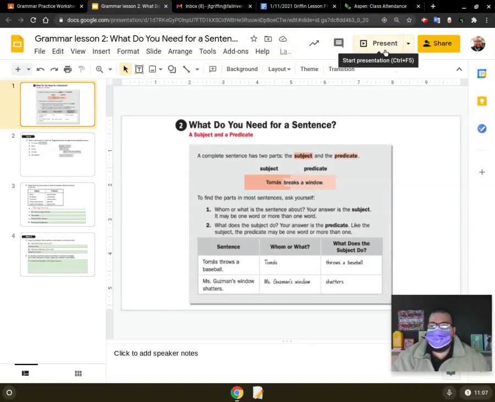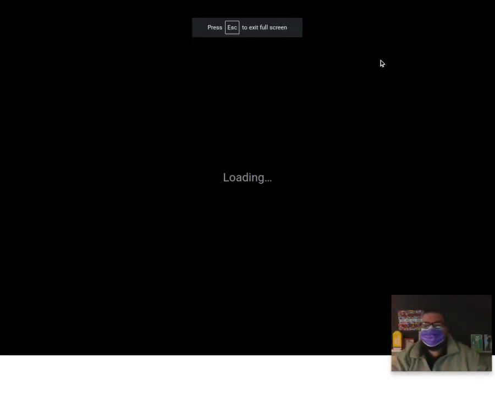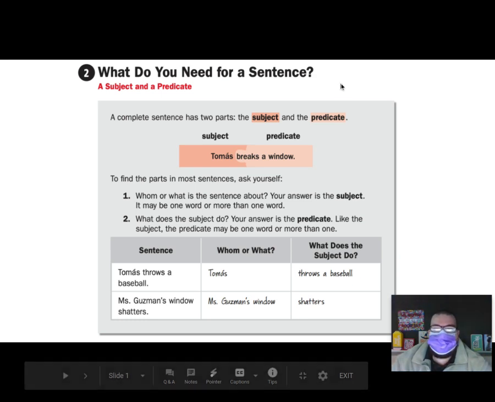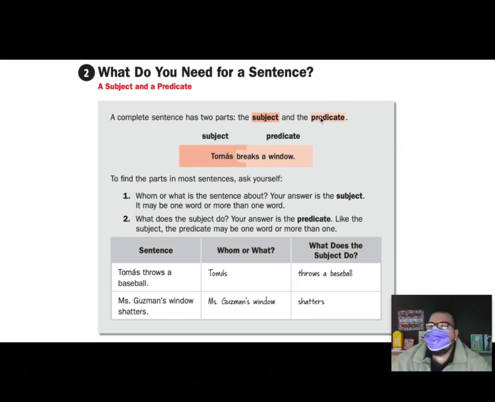Okay. So, what do you need for a sentence? Now, a sentence has two parts. We have the subject and the predicate. So the subject is Tomás. The predicate is breaks a window. So the subject is who the sentence is about, and the predicate is what happens, the rest of the sentence. So the subject is about Tomás, and the predicate is breaks a window.